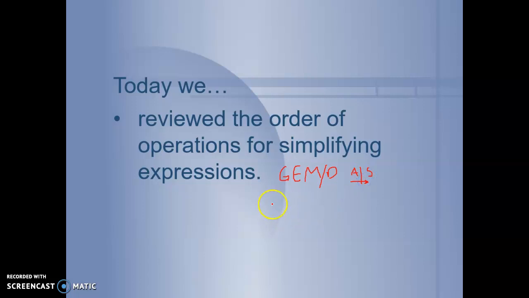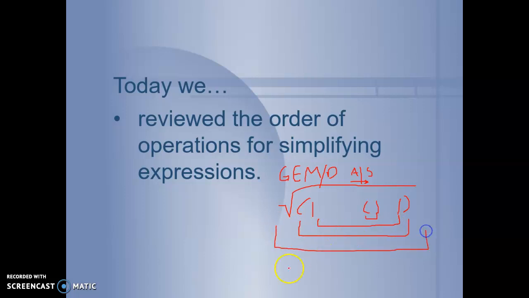If you have more than one grouping symbol, let's say you have something like this, and then this, and then maybe another one of these inside, you're going to start with the innermost parentheses or grouping symbol and work your way out through the operation. Do what's inside first and work your way out.